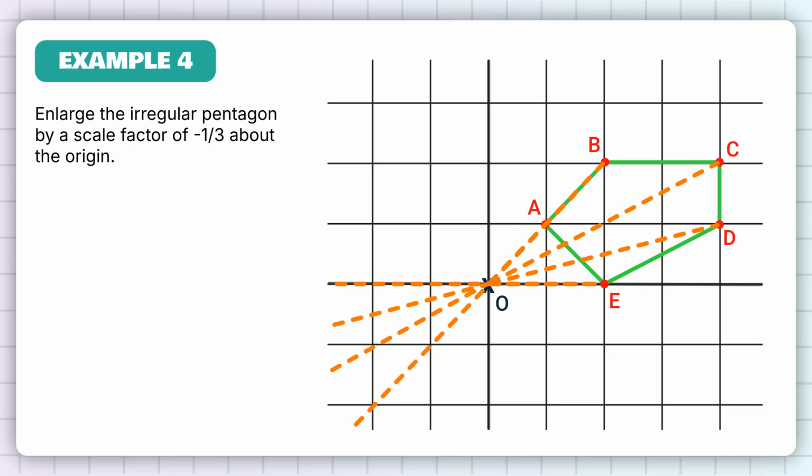Now measure the distance from O to each vertex. Our scale factor is -1/3, so we multiply each distance by 1/3 and move that distance in the opposite direction from O to get the transformed vertex. Finish off by connecting all the new vertices to form the enlarged pentagon. These examples illustrate how to handle negative and fractional enlargements. By consistently applying the steps, you can tackle a variety of shapes and scale factors.